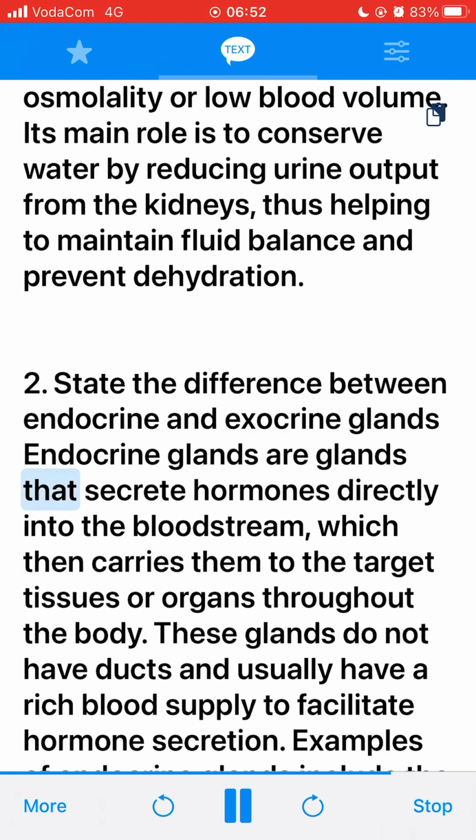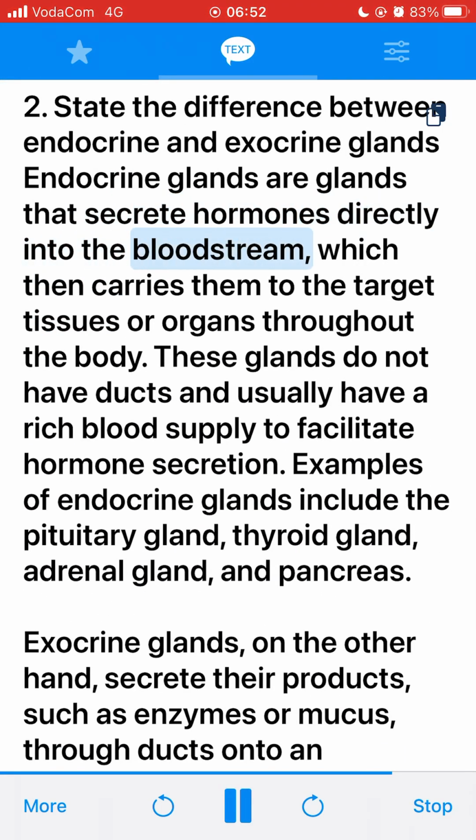Endocrine glands are glands that secrete hormones directly into the bloodstream, which then carries them to the target tissues or organs throughout the body. These glands do not have ducts and usually have a rich blood supply to facilitate hormone secretion. Examples of endocrine glands include the pituitary gland, thyroid gland, adrenal gland, and pancreas.